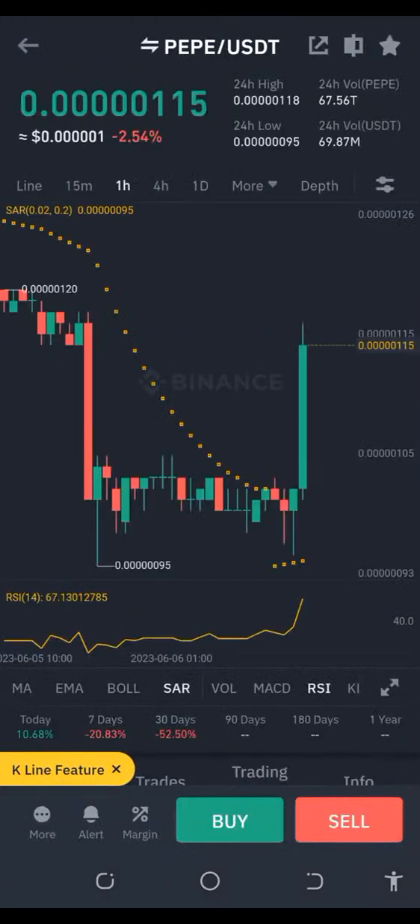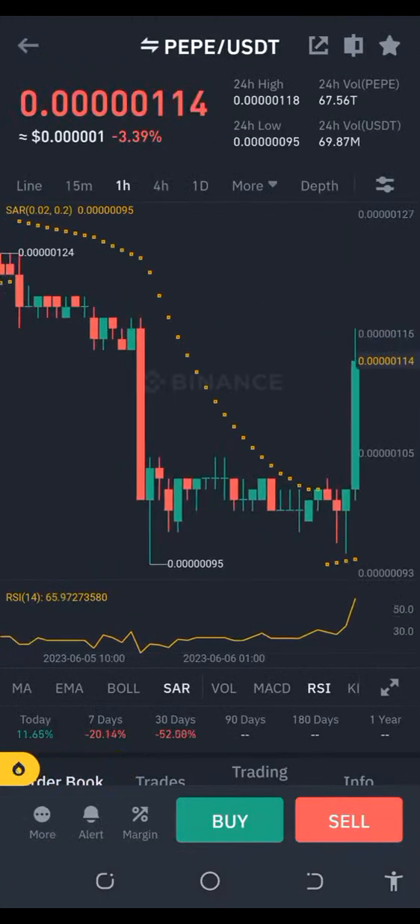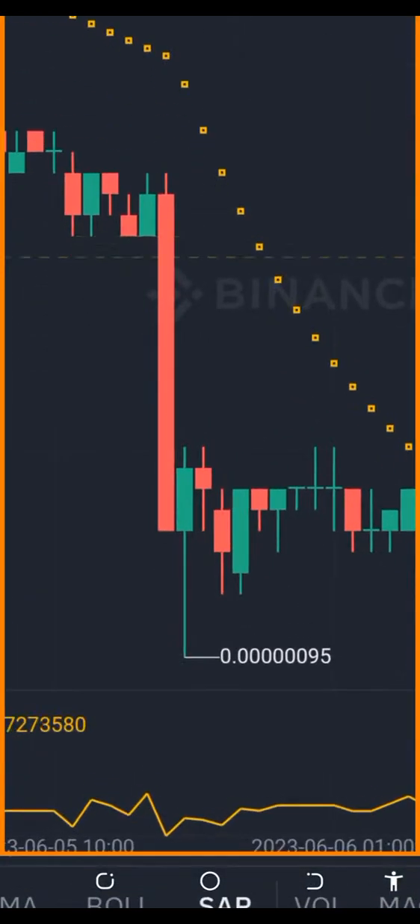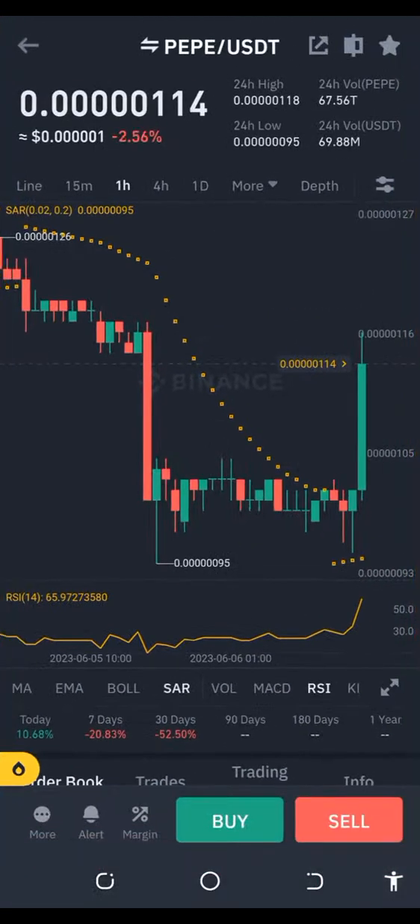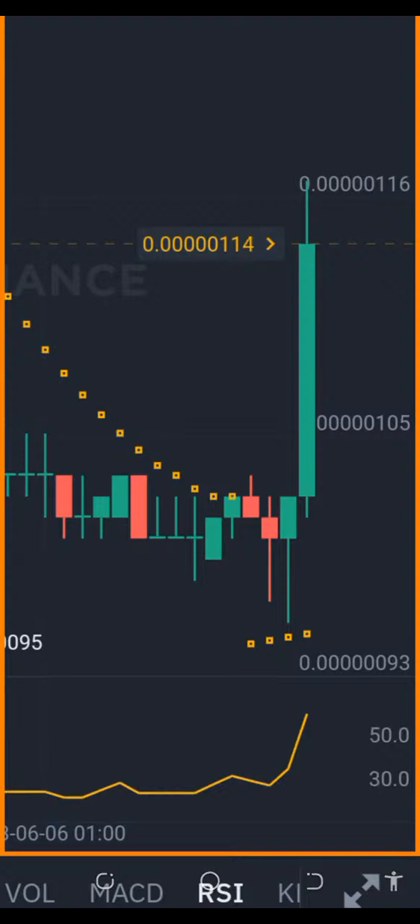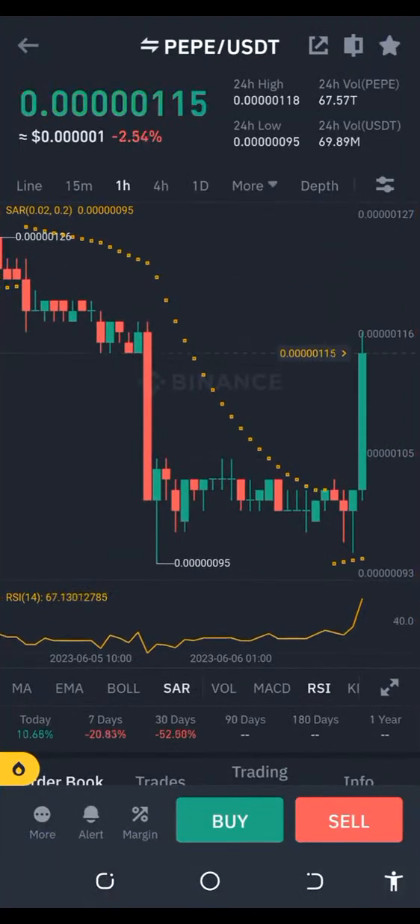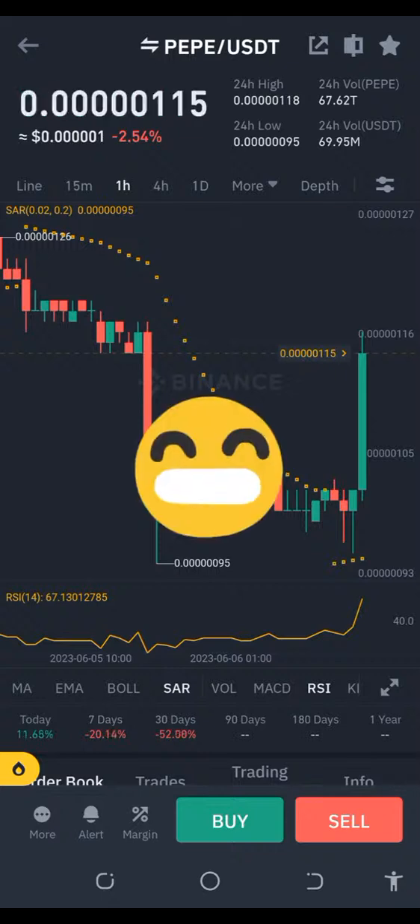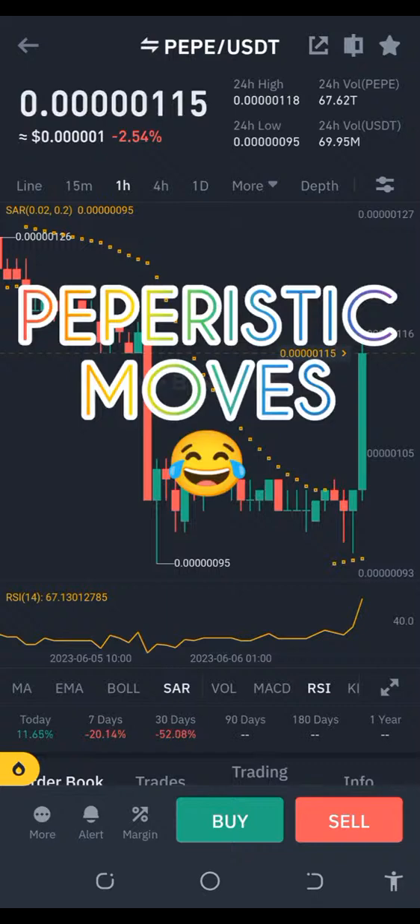If you check the charts, you would see that immediately after I placed my trade here, there was a huge dip. Look at it. It went all the way down. And then it kept on going sideways until just a few minutes ago. And it just had a big pump, boom, to the top. And I'm telling you, Pepe has shown that it's time for it to pepper us. So Pepe has peppered us. It has given us some pepperistic moves.